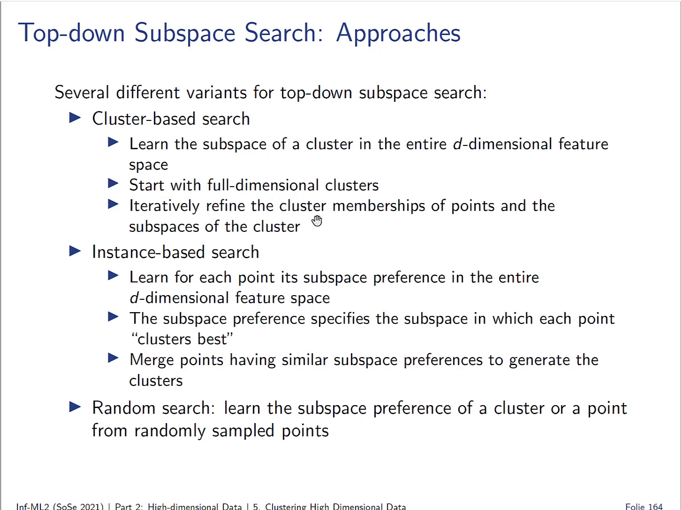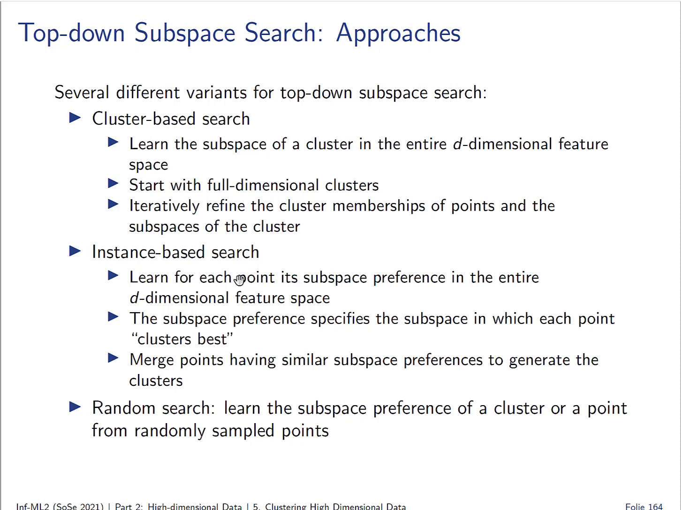The second is the so-called instance-based search. They try to learn for each point the subspace in which this point clusters best. That is the so-called subspace preference of a point. And we still try to learn that from the entire d-dimensional feature space. That is why it's called instance-based. In cluster-based search, we try to learn the subspace preference for the entire cluster, and with instance-based search algorithms, we try to learn that for each individual point.